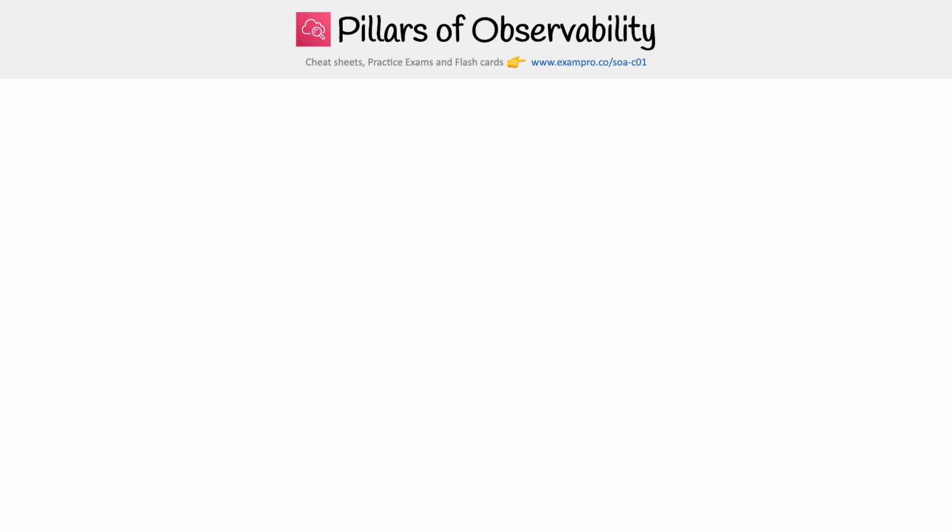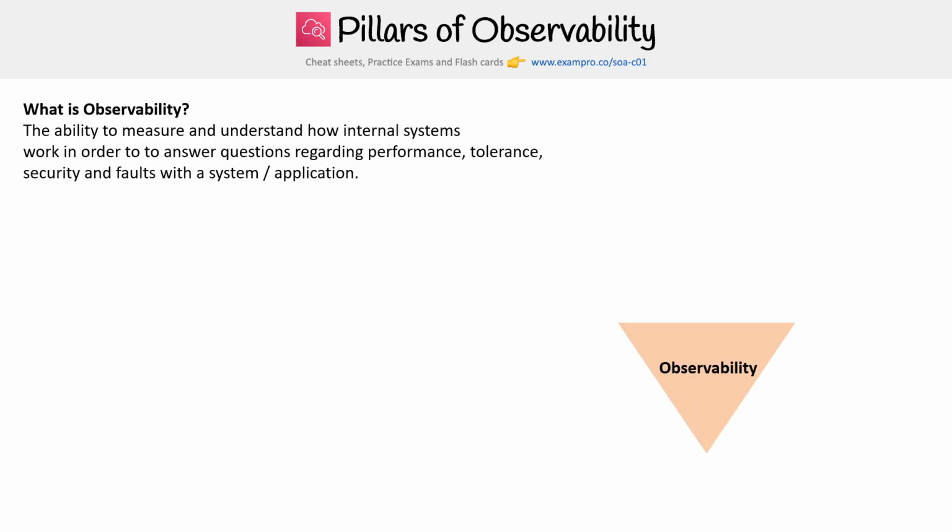So before we jump into CloudWatch, let's take a look first at the pillars of observability so we understand the utility of all these CloudWatch services. So first, let's define what is observability. This is the ability to measure and understand how internal systems work in order to answer questions regarding performance, tolerance, securities, and faults within our system or application.